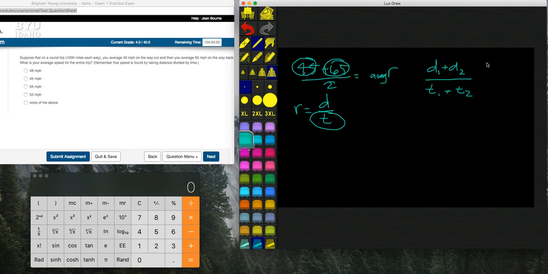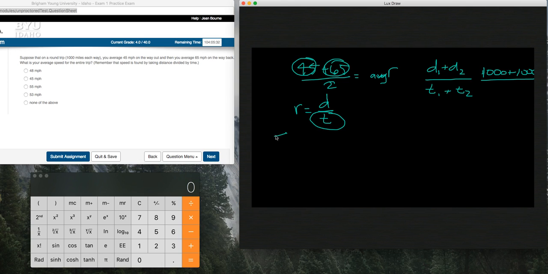So distance 1 is 45, right? Oh, sorry. Just kidding. Distance 1 is not 45. That's our rate. Distance 1 is 1,000, and distance 2 is 1,000. We don't know what our time is. We need to use that for both of them. So our first rate is 45. That's rate 1 equals distance 1, which is 1,000, divided by time.